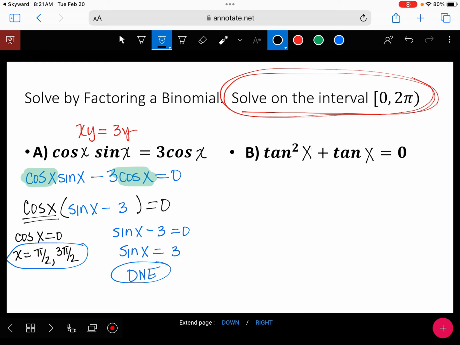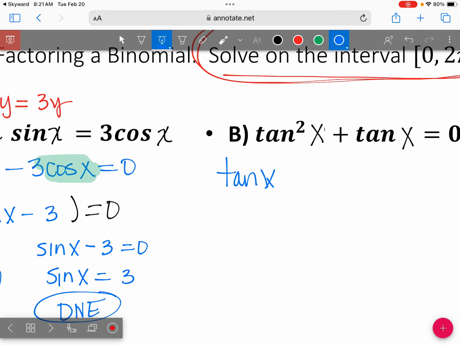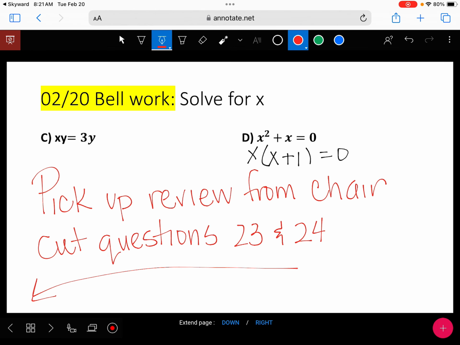All right, so let's go ahead and take out our GCF, which in this example would be tangent. And then what would be left inside of the parentheses? 10x plus 1, just like this one here. It's exactly the same thing, except it has a tangent.